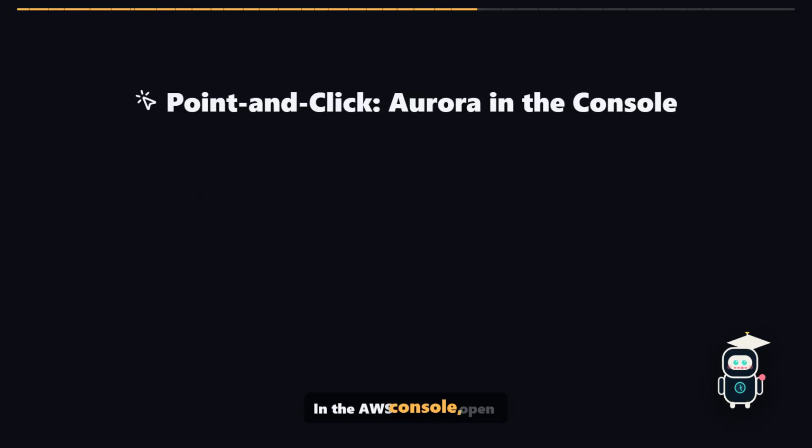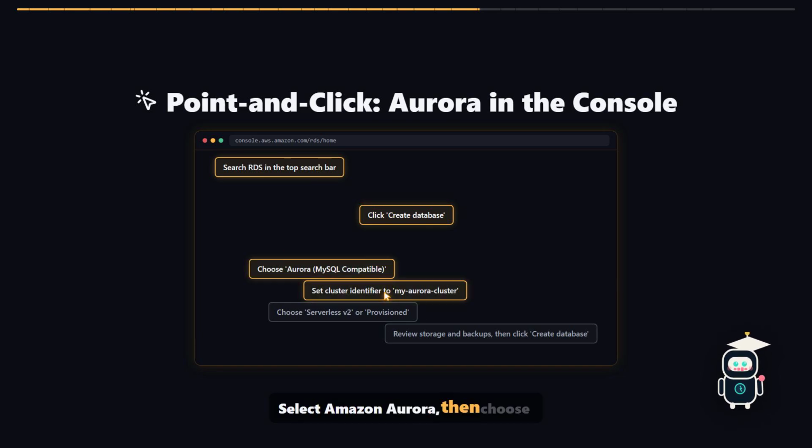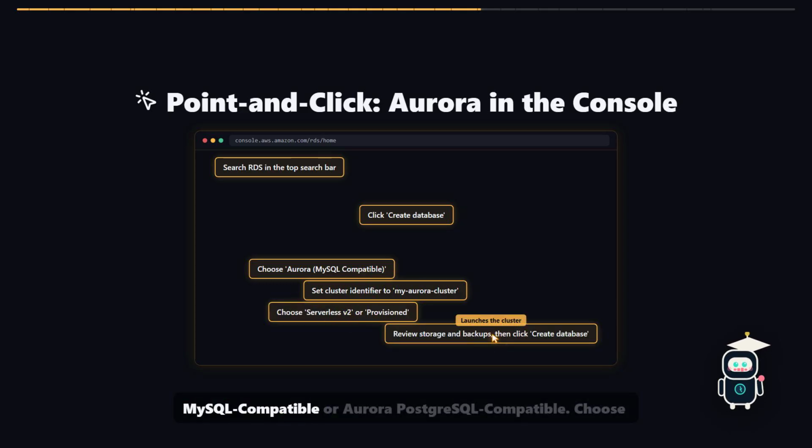In the AWS console, open RDS and choose Create Database. Select Amazon Aurora, then choose an engine compatibility option, Aurora MySQL compatible or Aurora PostgreSQL compatible. Choose provisioned capacity or Aurora Serverless based on the workload. For serverless, set the minimum and maximum ACU range. For provisioned capacity, choose the DB instance class for the writer and any reader instances.